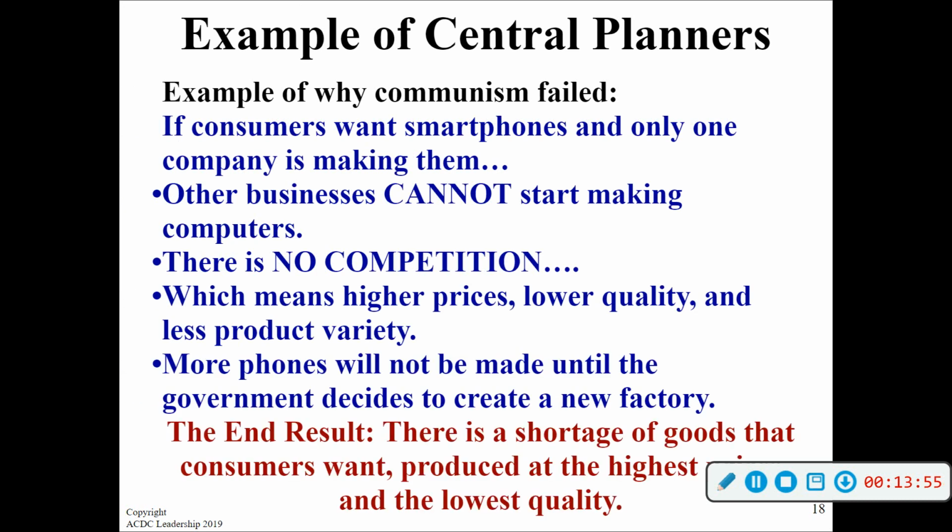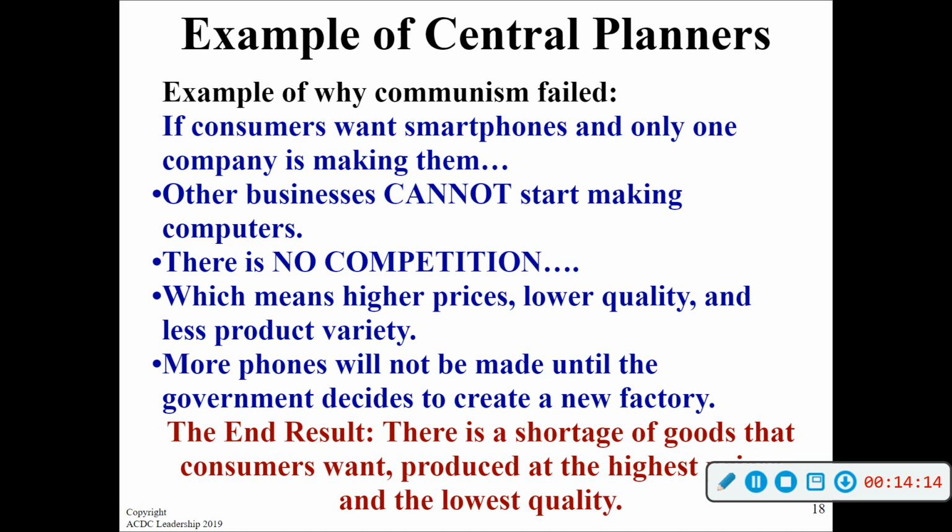So for planters, there's only one company producing it. Obviously, it's regulated by the government. The government's not going to allow competition. So if you have no competition, why lower your prices? Why spend the extra resources to increase your quality? And why offer additional products? Because if there's no competition, they can take it or they can leave it.